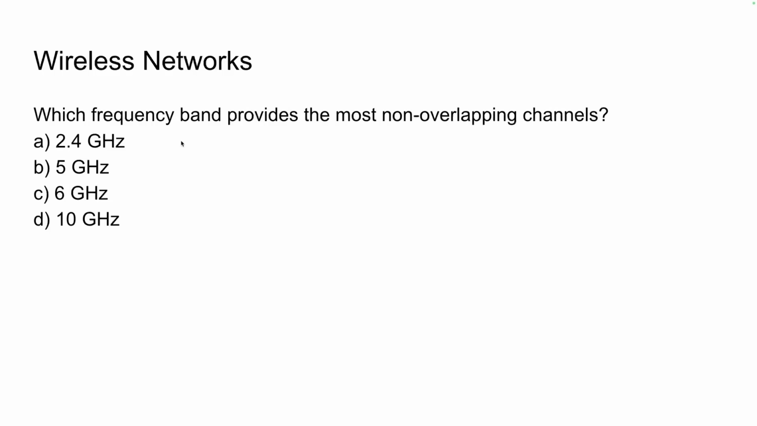O. Which frequency band provides the most non-overlapping channels? So overlapping channels, meaning if 2.4 gigahertz has 3 maximum channels per region, it has the least non-overlapping channels, right? So which one has the most? That would be 6. Now 10, whenever that comes around, that'll probably be the next answer. But 6 is our answer for now. And let's see. All right, so we are officially at 2.4, the physical installations.